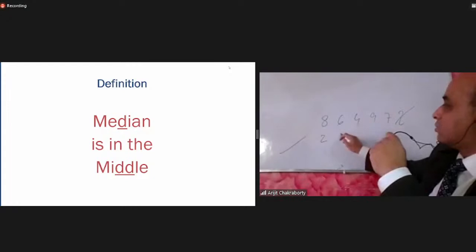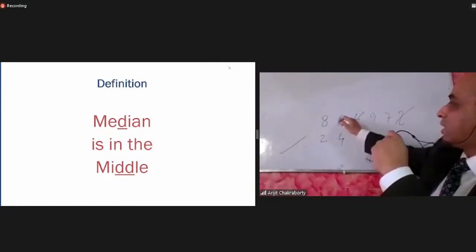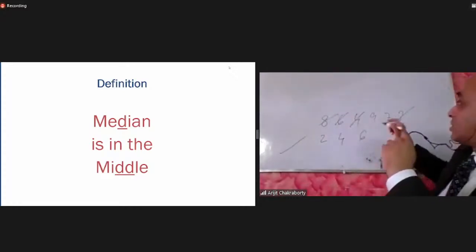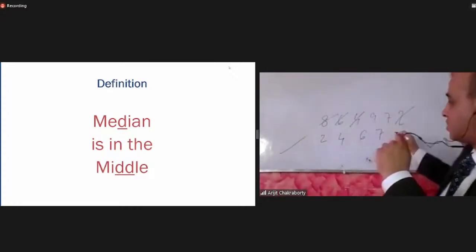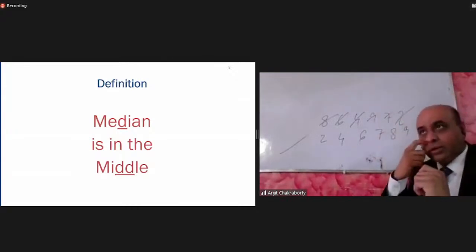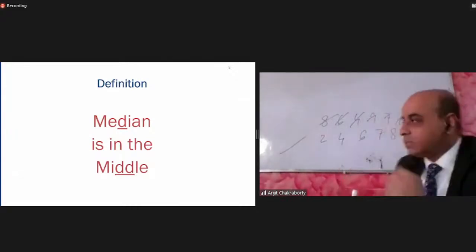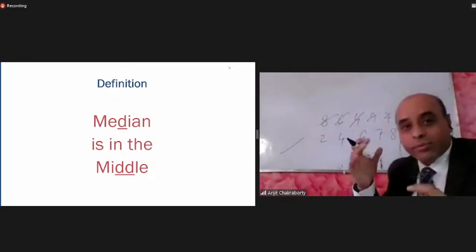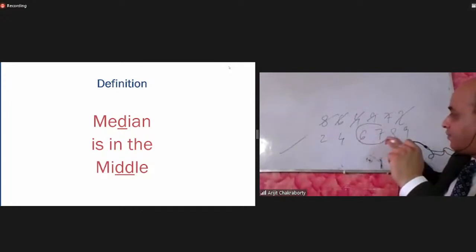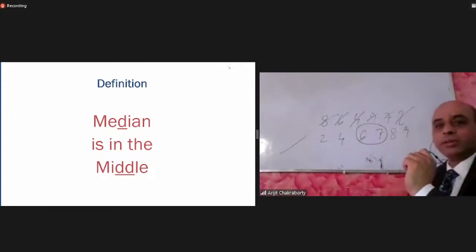Then the next highest number is 4. Then the next highest number 6. Then the next highest number is 7, and then we have 8, and then 9. So now if I try to find the middle, which number is in the middle? Well, now you are a bit confused because you will think that there are 2 numbers in the middle. 6 and 7 both are in the middle.